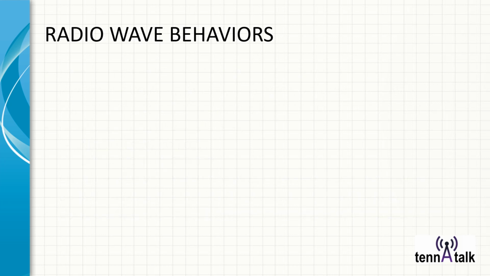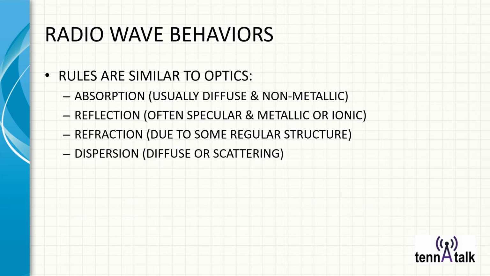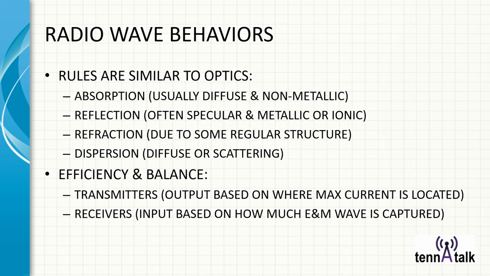Now, let's look at some radio wave behaviors. Rules of behavior are very similar to optics in terms of absorption, reflection, refraction, and dispersion. So if you think about how things look when you reflect and scatter light off of things, then you'll begin to understand how radio waves operate. It's fairly similar.